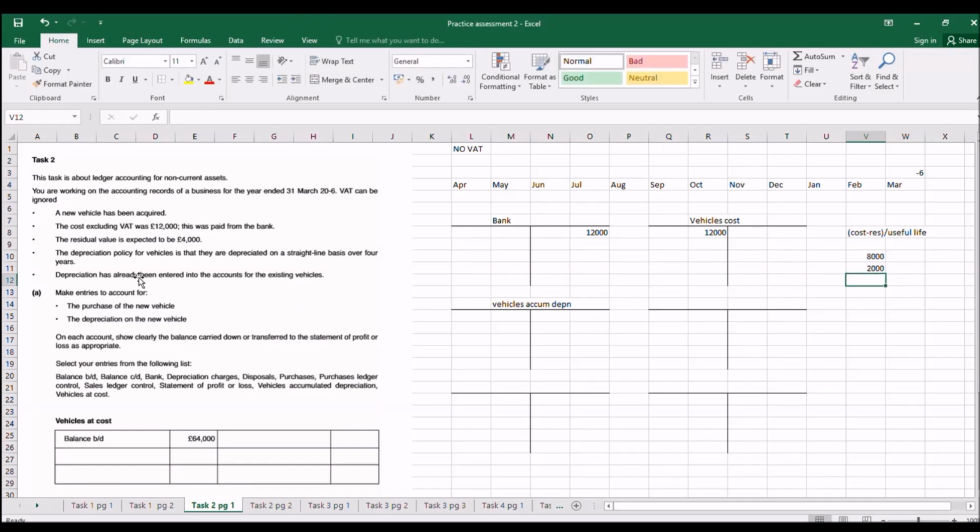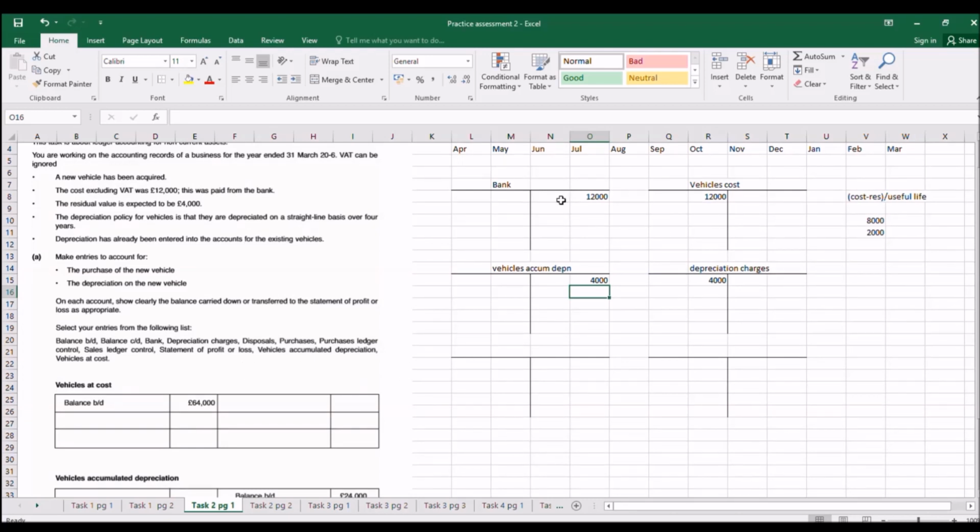Let's see what they require. It hasn't really given us a purchase date. Depreciation has already been accounted for existing vehicles. Make entries to the accounts for the purchase of a new vehicle and the depreciation of the new vehicle. So the depreciation is going to be depreciation charges in the P&L account: debit 4,000 there, and credit 4,000 for the accumulated depreciation. Each account should clearly show the balance carried down and transferred to the statement of profit and loss accordingly.